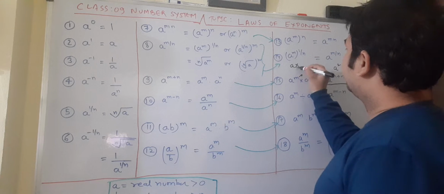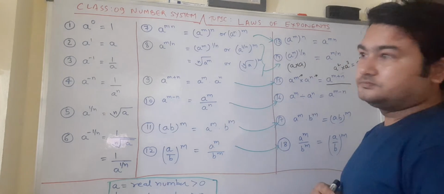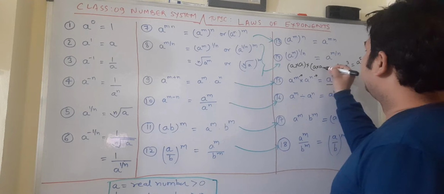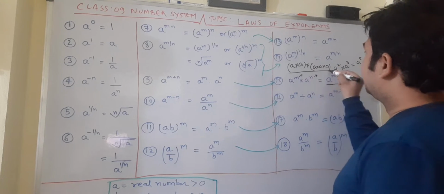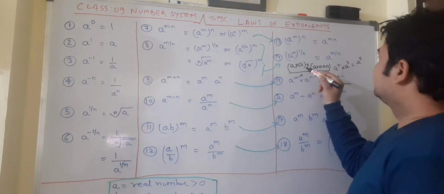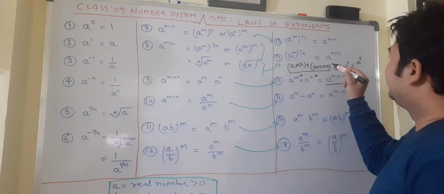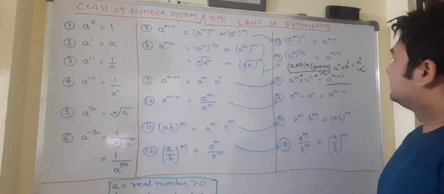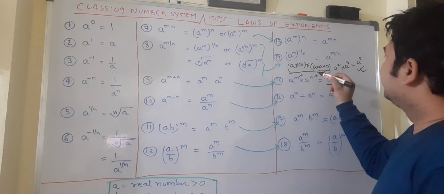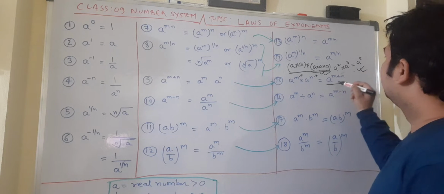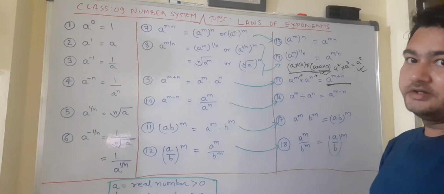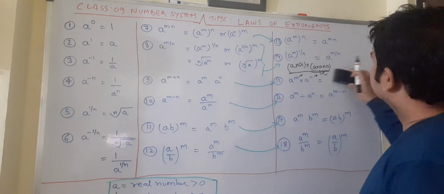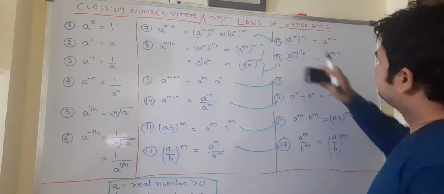a to the power 2 becomes a into a. This is a to the power 2 multiplied by a to the power 3, a into a into a. So how many a's are there? Total is 5: a into a into a into a into a. So a raised to the power 5. In this way you see a raised to the power m into a raised to the power n becomes a raised to the power m plus n. Clear? So this one is covered.